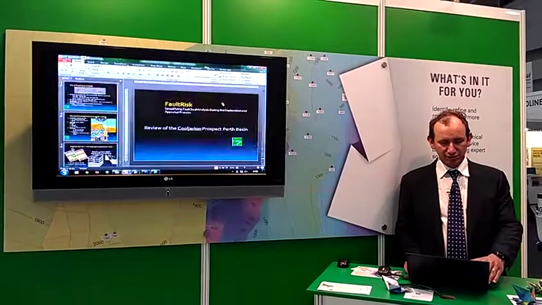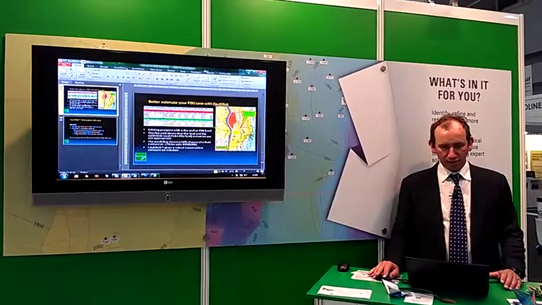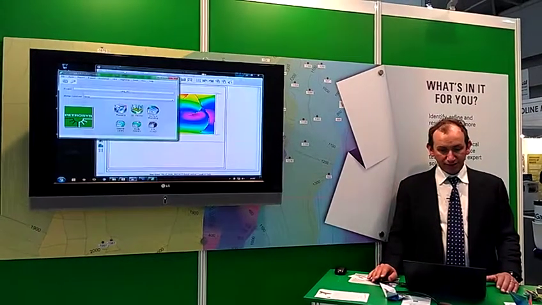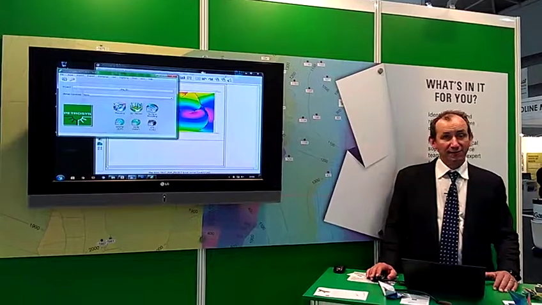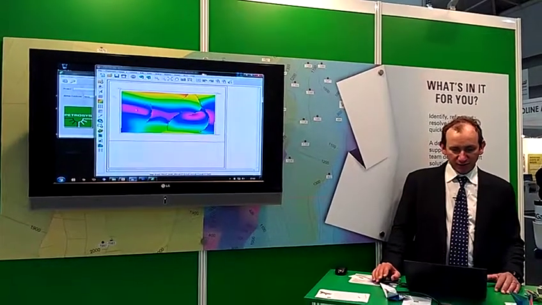What I'll do is I'll just switch over to actually using the software. It's been really straightforward to plug into Petrosys. There are a couple of places FaultRisk comes up in. The first one is in the mapping window.